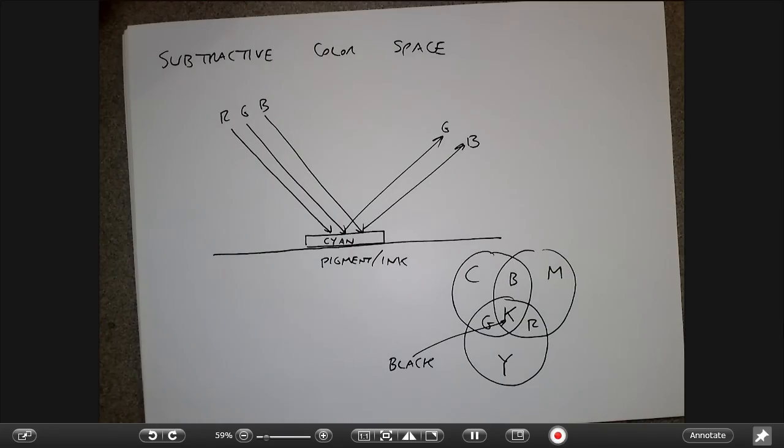So in theory, if we wanted to print black, what we should do is put cyan, magenta, and yellow on top of each other, and that should look like black. But in practice, because of the way that physical ink combines, that generally looks like a kind of crummy black, not like the deep black.